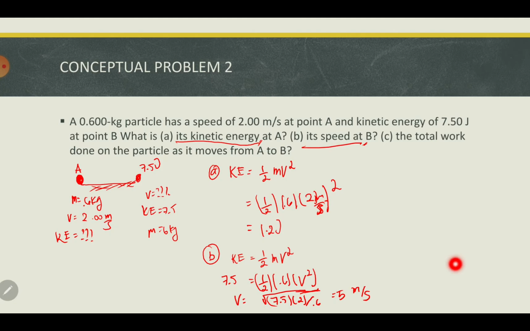Next is the total work done by the force, so letter C. You all know that W net is equal to KE final less KE initial, which is equal to 7.5 joule less 1.2 joule. So we'll have a value of 6.3 joule.